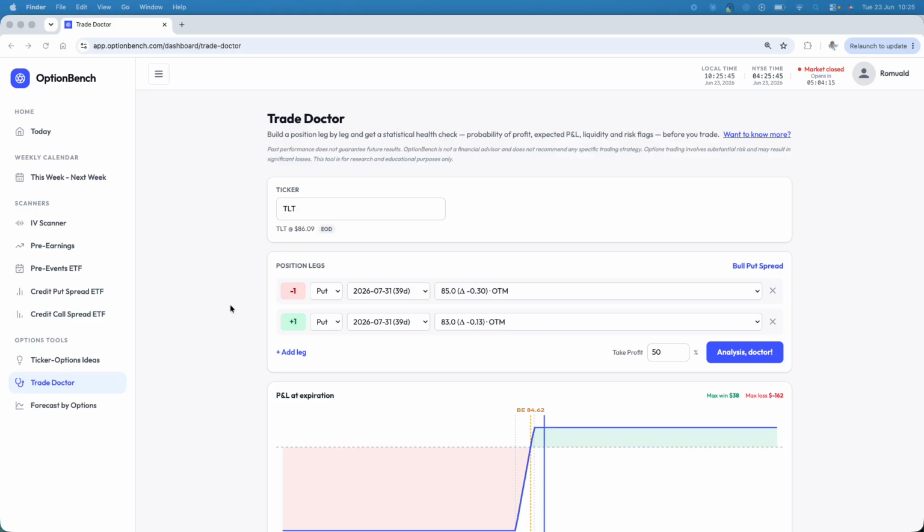The idea is simple. You build an options position leg by leg, and before you put it on, it runs a statistical health check: probability of profit, expected profit and loss, liquidity, and risk flags. A second opinion on a trade before real money touches it.